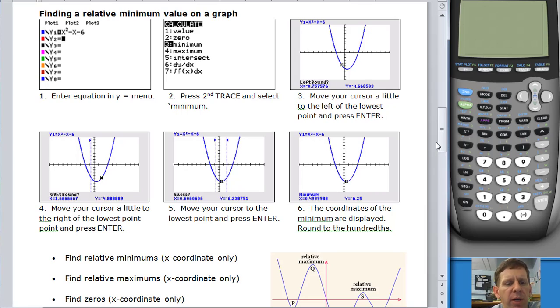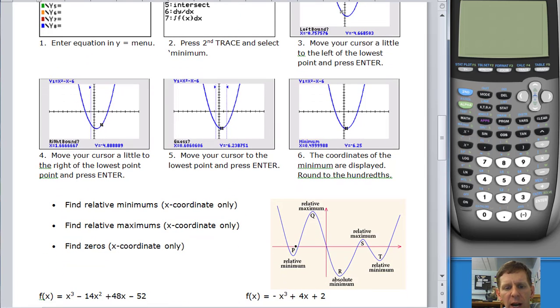One thing you're going to be asked to do today is find values called relative minimums, maximums, and zeros on a graph. I've listed some instructions for finding relative minimums on a graph. A relative minimum is basically a low point on the graph. So any point that you would consider to be a low point. You'll notice we have one here.